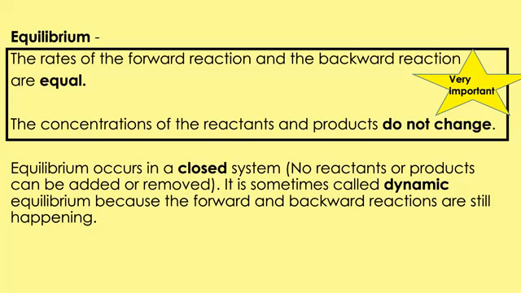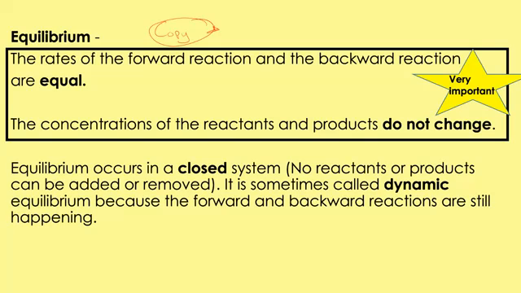So even though the concentrations of the reactants and products aren't changing, some reactants are still turning into products and some products are still turning back into reactants. But it's just because that's happening at the same rate that the concentrations of the reactants and products are not changing. And this is a very important principle in chemistry. So we need to copy this whole slide basically down. We need to know the equilibrium is when the rates of the forward reaction and the backward reaction are equal, and that means the concentration of the reactants and products isn't changing.